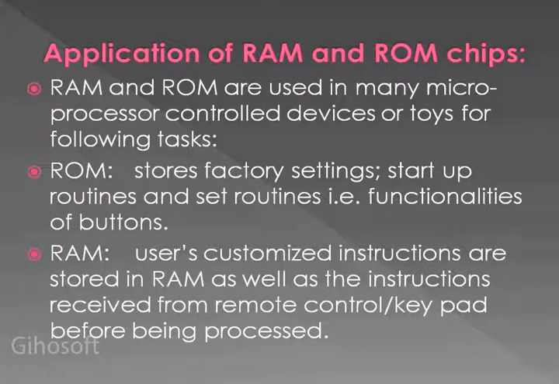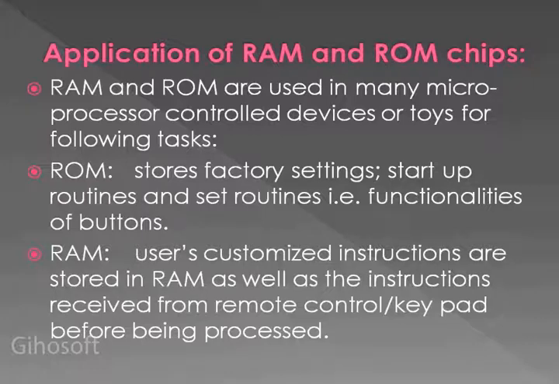So always remember that RAM and ROM are used in many microprocessor control devices or toys for following tasks. ROM stores the factory settings, startup routine, and set routines. For example, functionalities of buttons. Means those settings which have been decided by the factory, by the manufacturer, are stored in ROM. That is how to turn on the device, and when a user presses a button, what functionality would be launched. They are all stored in ROM, because the user cannot change it, or they are not supposed to change.